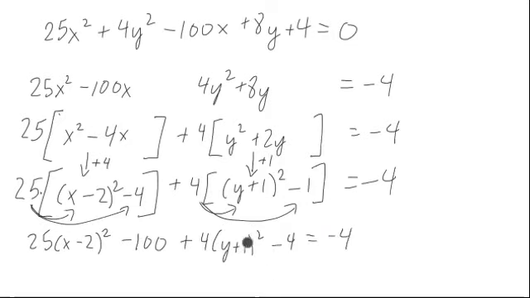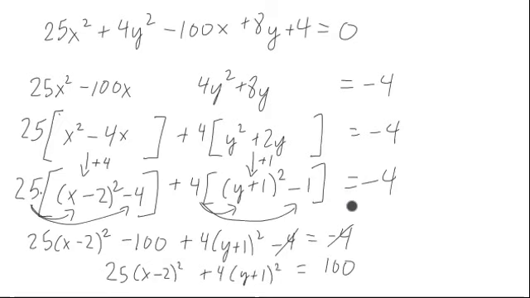Now notice that we have a negative 4 on both sides. If we add 4 to both sides, that just goes away. Now we can add 100 to both sides, and so we're left with 100 on this side. And over here we have 25 times x minus 2 quantity squared plus 4 times y plus 1 quantity squared.